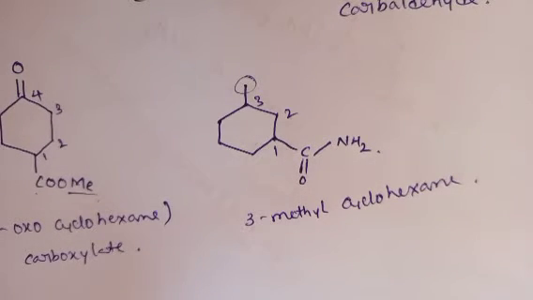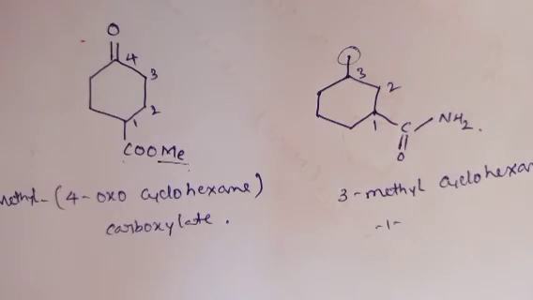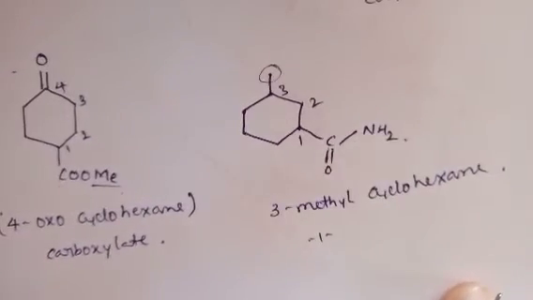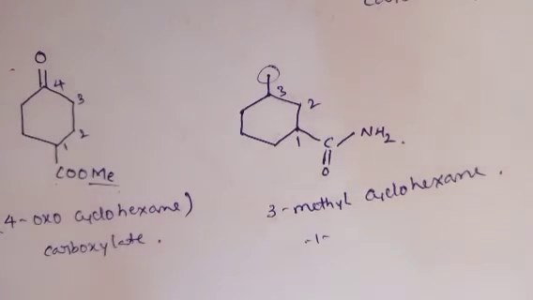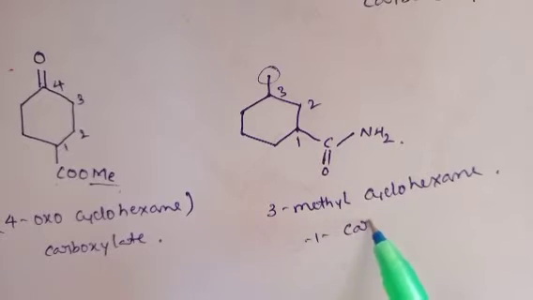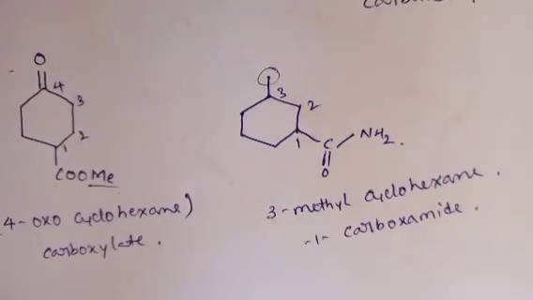Cyclohexane, 3-methyl cyclohexane, and sometimes we give numbering 1 like that. 1 CONH2 means carboxamide. For this one also we can give 1 here. Whether 1 is given or not, that is not a problem, because 1 means always at first position. COOH, COR, CONH2, COX, CHO type of functional groups are present at first position only. So 1 carboxamide. Okay? Right. So this model is also completed.